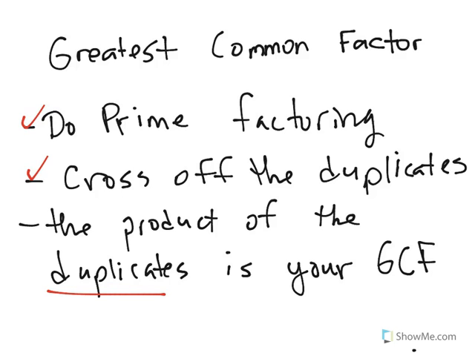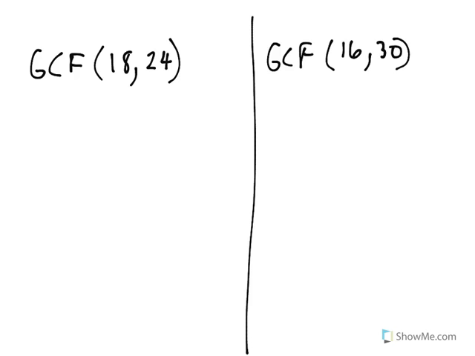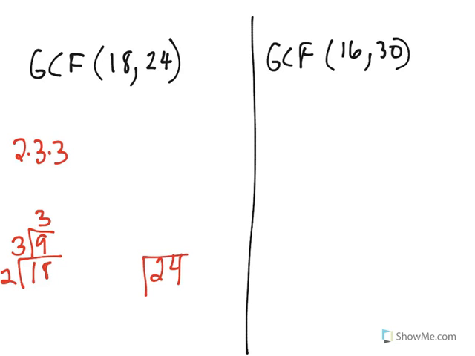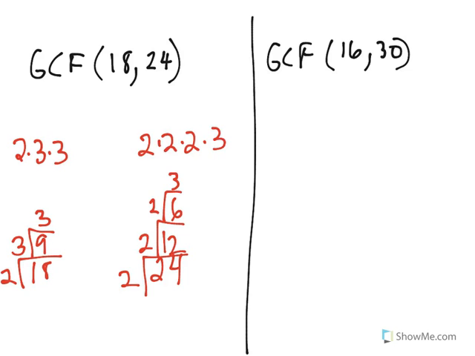Let's take a look at how that works. If we want to find the greatest common factor of 18 and 24, we'll use the prime factors again. The prime factors of 18 are 2 times 3 times 3. Now we'll do 24. The prime factors of 24 are 2 times 2 times 2 times 3, I'm sorry.